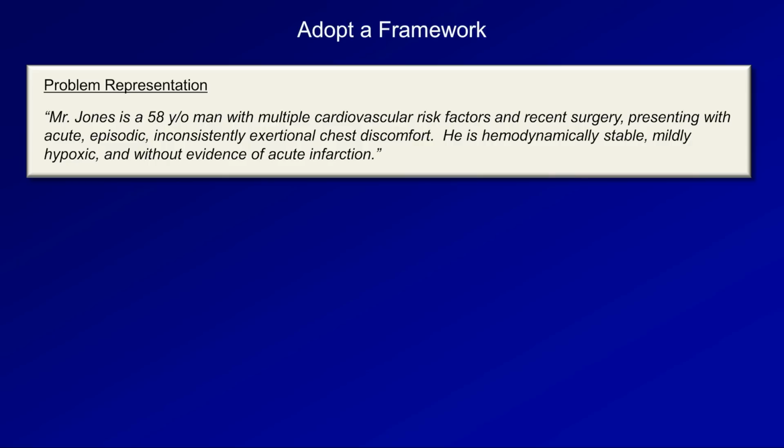This description suggests that Mr. Jones doesn't have undifferentiated chest pain, but rather he may have something quite a bit more specific: unstable angina. That is, chest discomfort that is specifically caused by lack of adequate blood flow to part of the heart, which is either new or getting worse with time. Since this problem representation is more specific than chest pain, the best framework to use should be more specific as well.